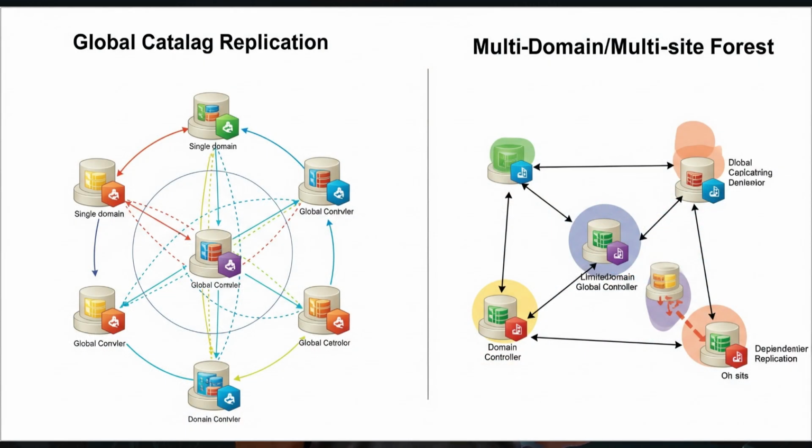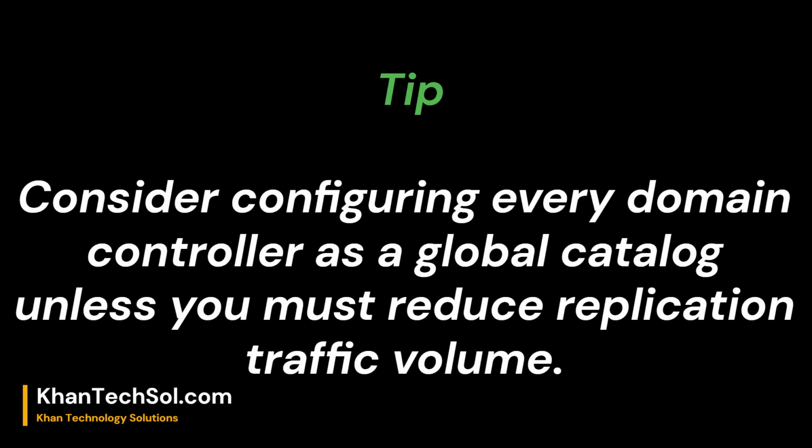In a single domain, you should configure all the domain controllers to have a copy of the Global Catalog. In multiple domain and multiple site forests, it might sometimes make sense to limit the number of domain controllers hosting the Global Catalog role to reduce the volume of replication traffic, although this is an uncommon scenario. Note, however, that this will introduce dependency on connectivity to other sites when performing Global Catalog queries. Tip: consider configuring every domain controller as a Global Catalog unless you must reduce replication traffic volume.